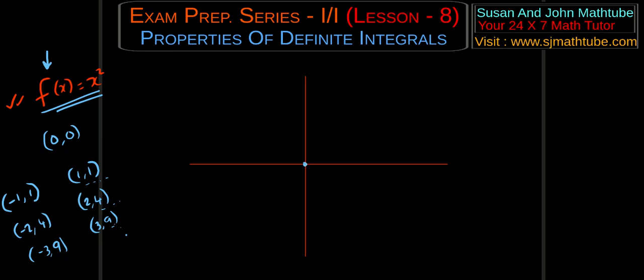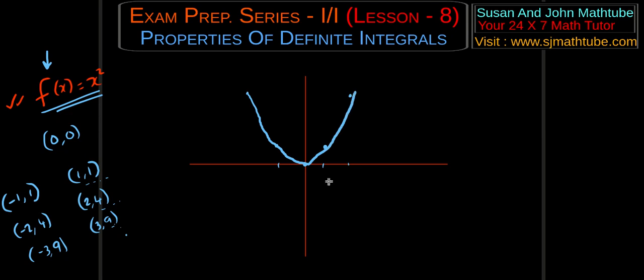So here we go, 0, 0, and let's assume this is 1. So this will be our 1, 1, and this will be our minus 1, 1. And as expected, we get a parabola. I'm not going to plot more than this. I wanted to take a very good look at this graph.